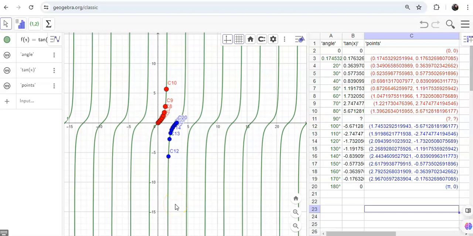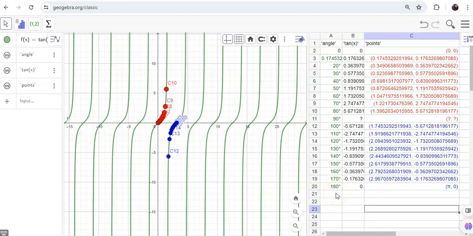Good day everyone, and welcome to the fourth video in a series of videos visualizing the characteristics of a tangent function. In the third video, we managed to create a spreadsheet, so this is it, here in GeoGebra to plot the tangent x function points for the first and second quadrant angle values, 0 to 180 degrees.